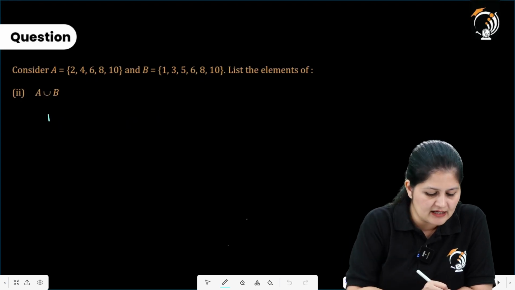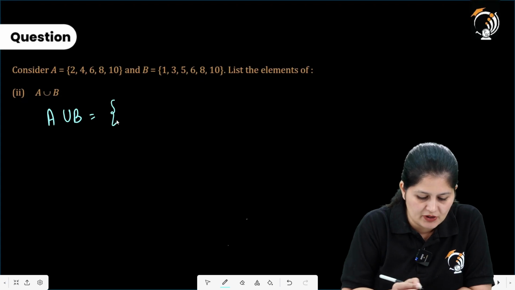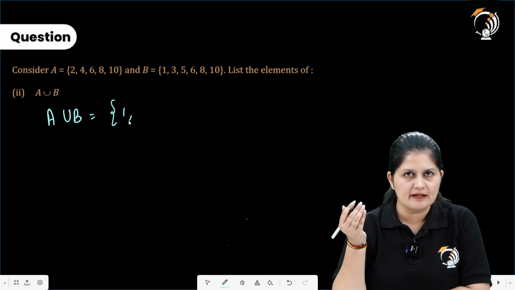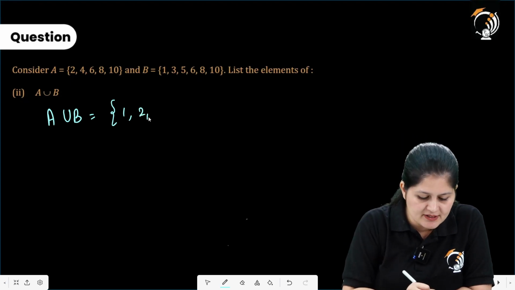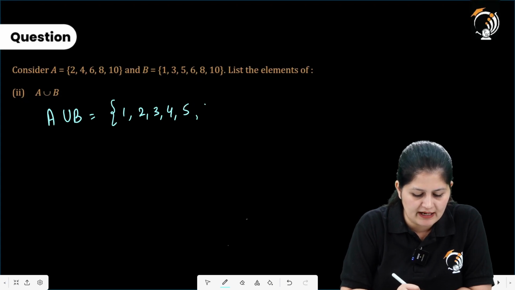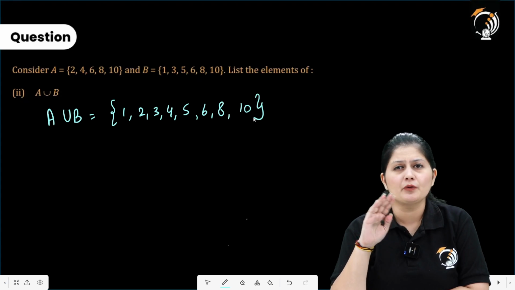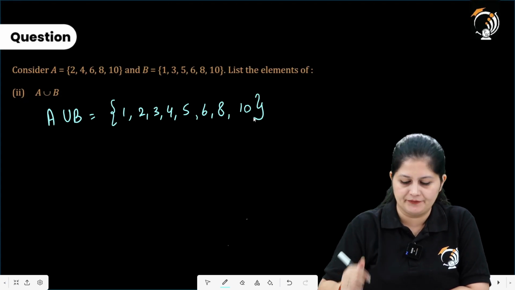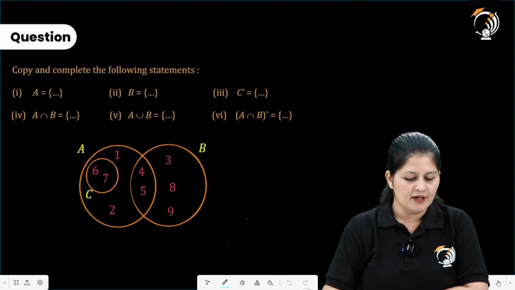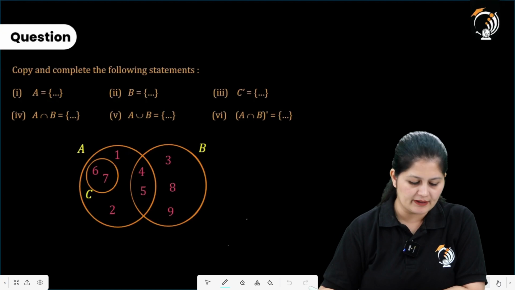Further, if we are asked about A union B, A union B is going to be equal to, we are going to include all the elements, right? So 1 is here, 2 is here, 3 is here, 4 is going to be here, 5 is going to be here, and then we are going to have 6, 8 and 10. Understood? So we are not going to repeat any of the elements.